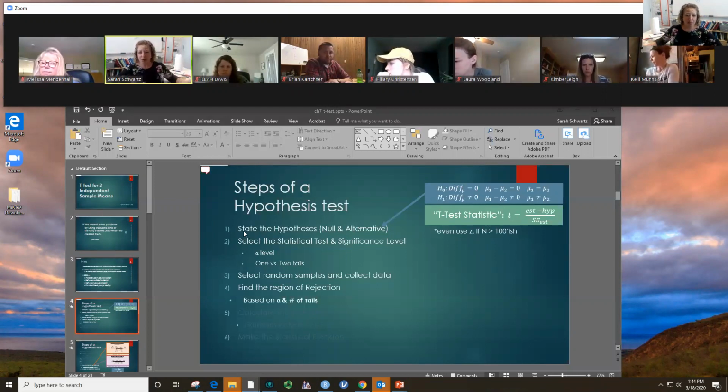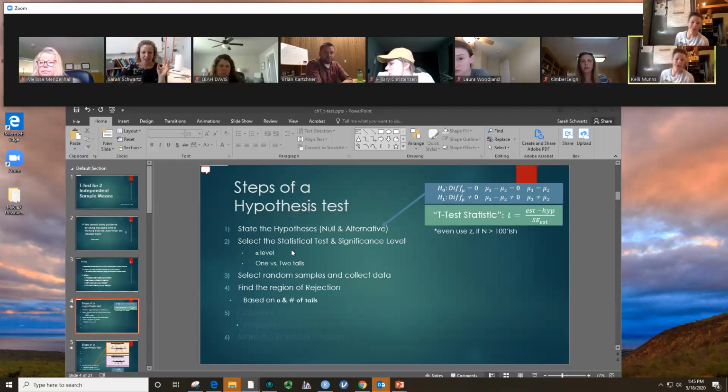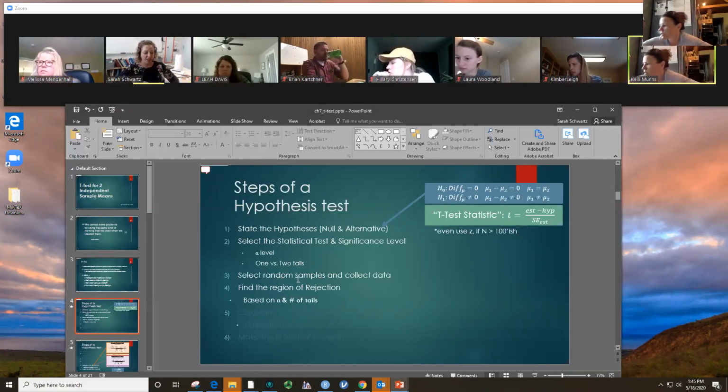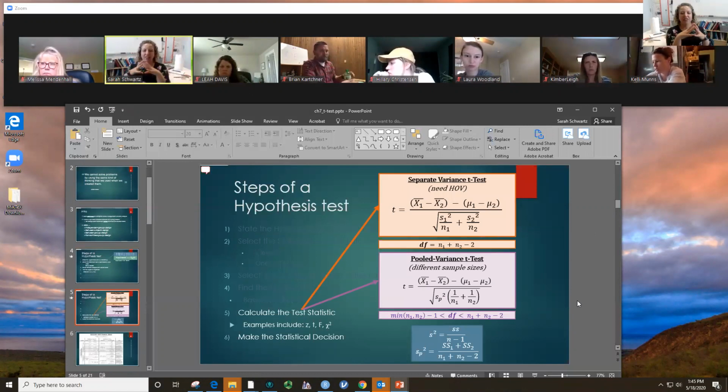So just like other hypothesis tests, we're going to set our alpha level. What's our default alpha level if we have no other information to go on? 0.05. That's our default. And we already said we're going to go with 2 tails most of the time. We're going to get our samples, collect our data, find our rejection region. All that's the same as before. The difference here is how we exactly calculate that t statistic.